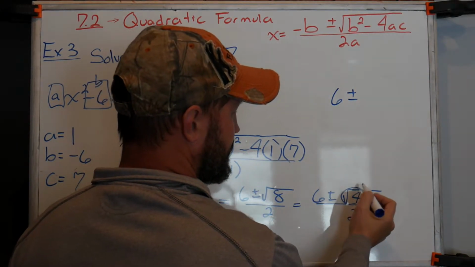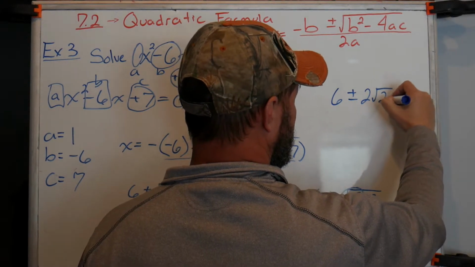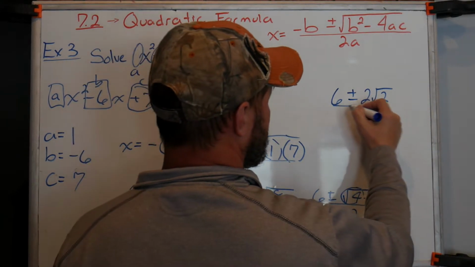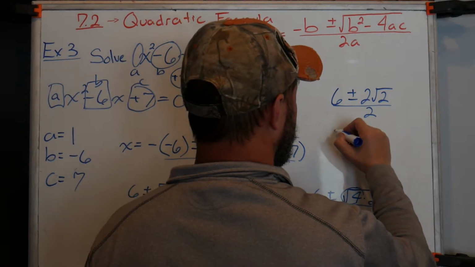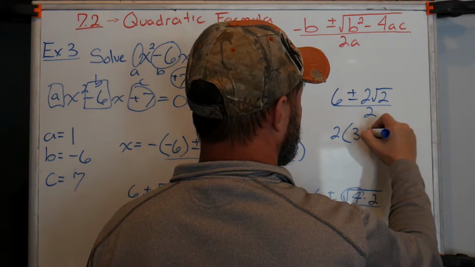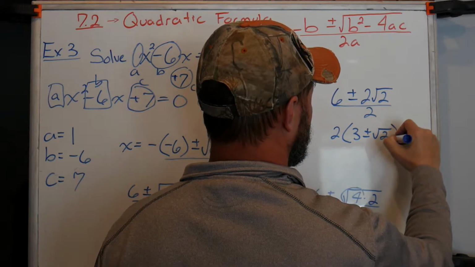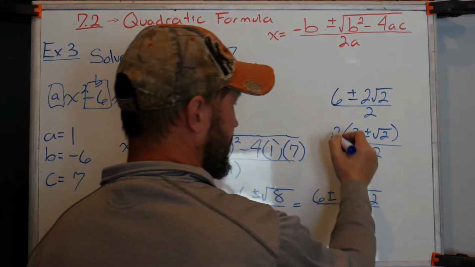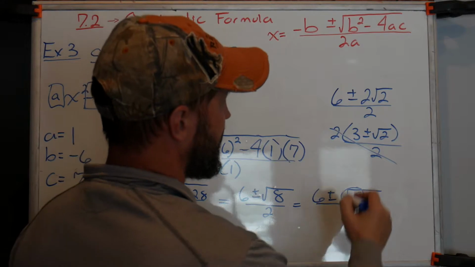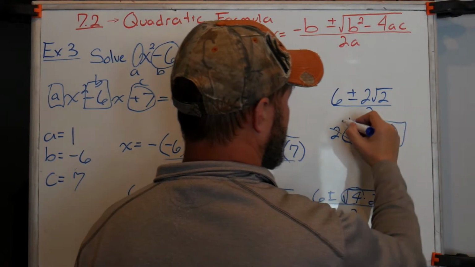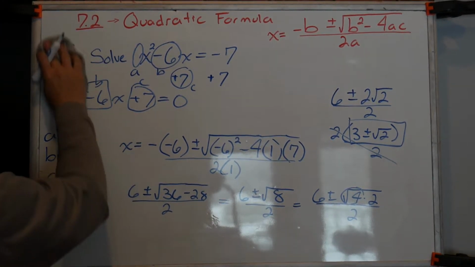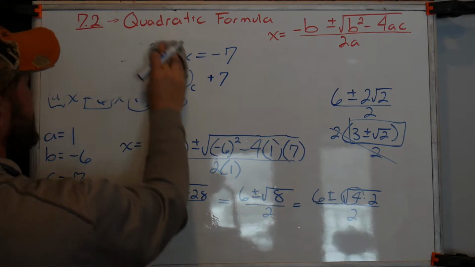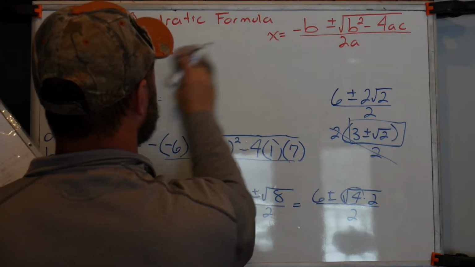My square root of 4 is 2. Leaves me with square root of 2 over 2. I can factor a 2 out of that top piece and cancel those out. I'm left with 3 plus or minus the square root of 2. So there's your answer. We have 3 plus the square root of 2, 3 minus the square root of 2.